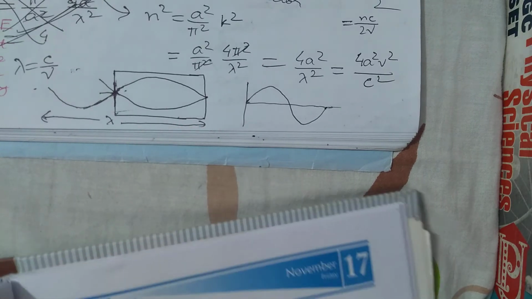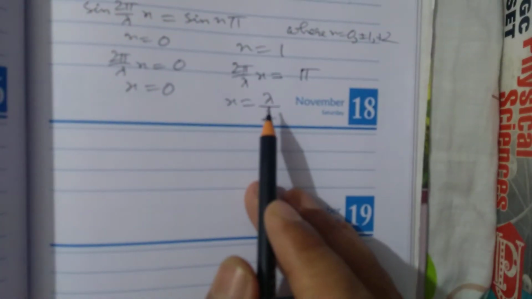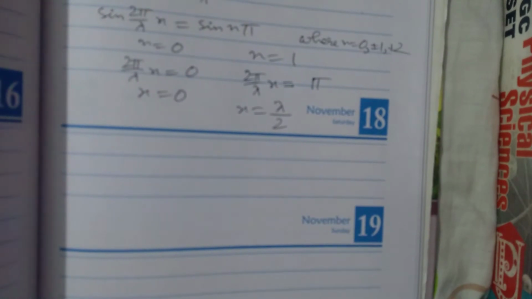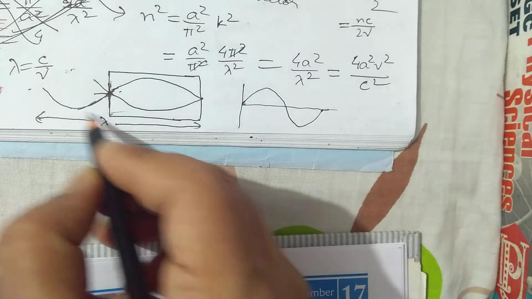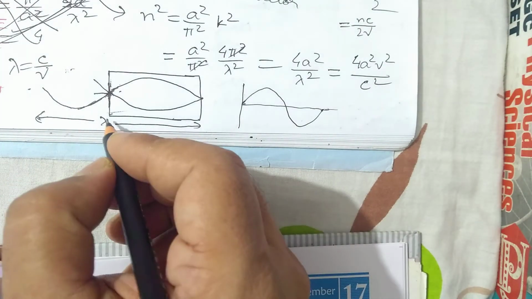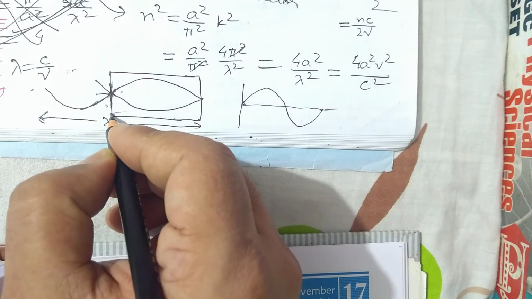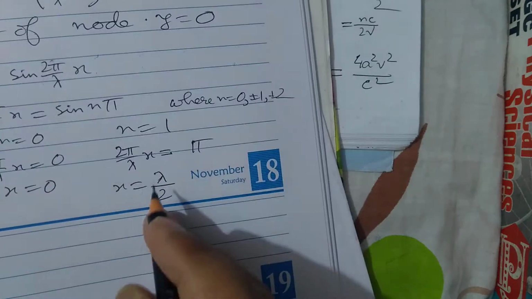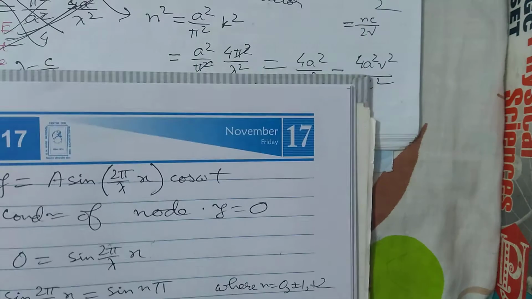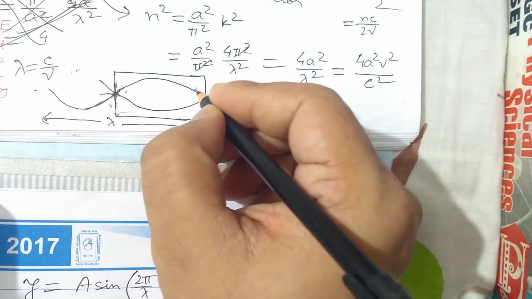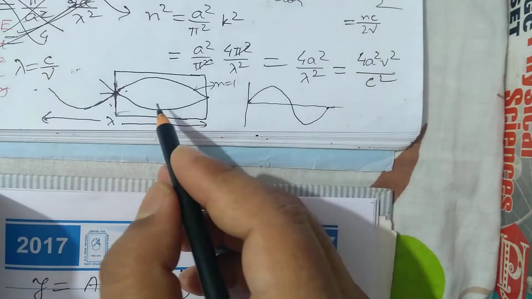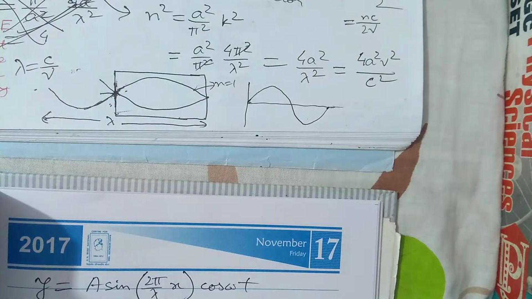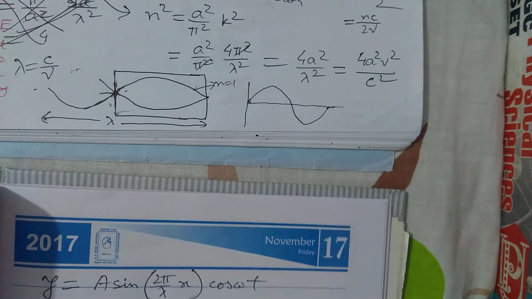So from here what do you get? That x is equal to lambda by 2. If this much is lambda by 2, this much will only be lambda by 2. So at lambda by 2 definitely we will get the node, that is for n is equal to 1. For n is equal to 1 you will get the node. So definitely it is proved here.